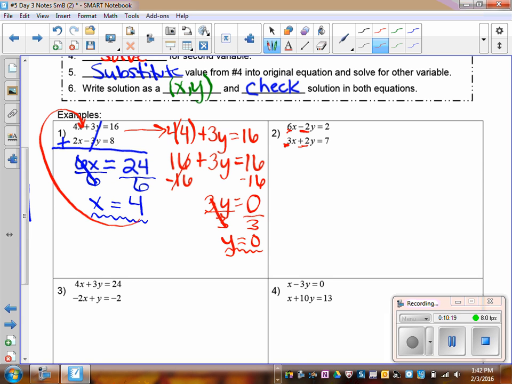So I have my x value, I have my y value, put it together in your ordered pair. And we always go alphabetical. X comes before y in the alphabet. So that's the one. So this is my final answer.